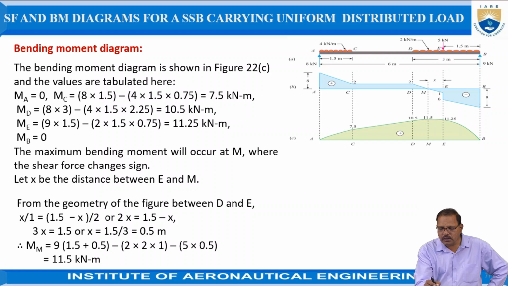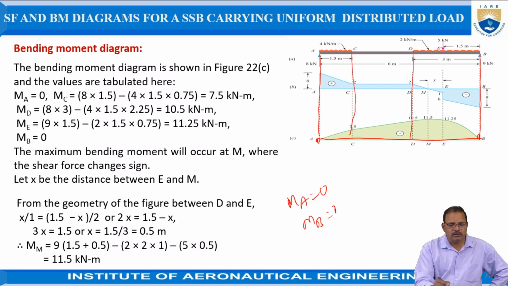Okay, now the bending moment diagram. Here I am taking all the points once again. The bending moment at A and B is equal to 0, that is MA is equal to 0 and MB is also equal to 0. Now the bending moment at C is required, that is RA into 1.5, which is positive, minus the load.